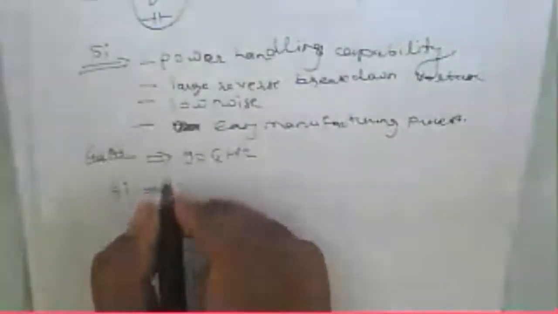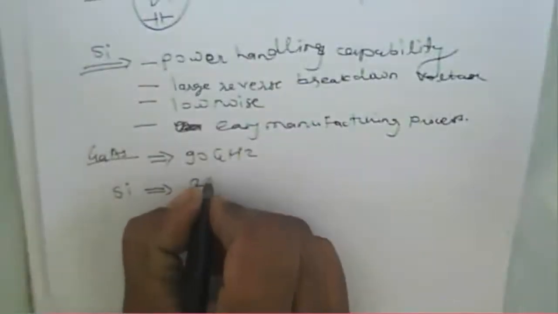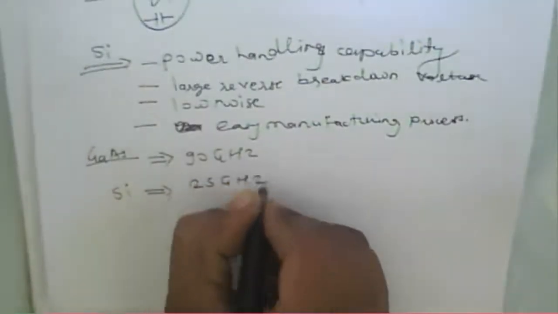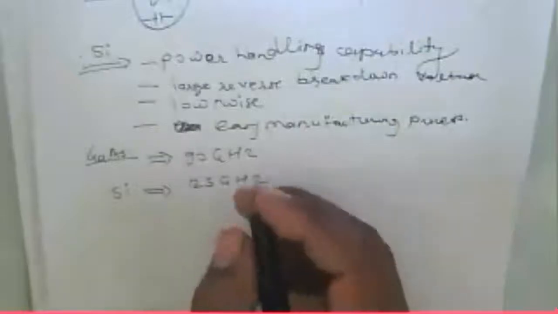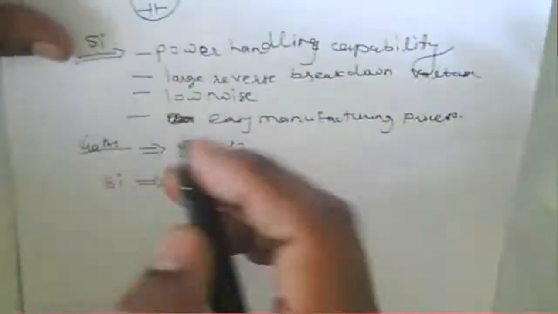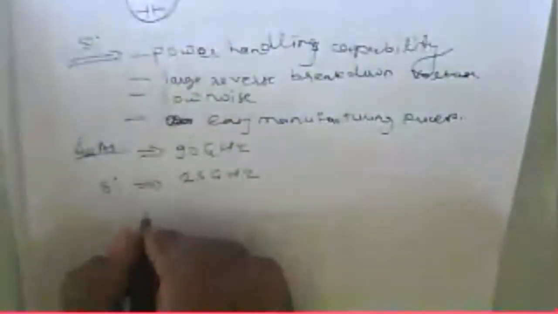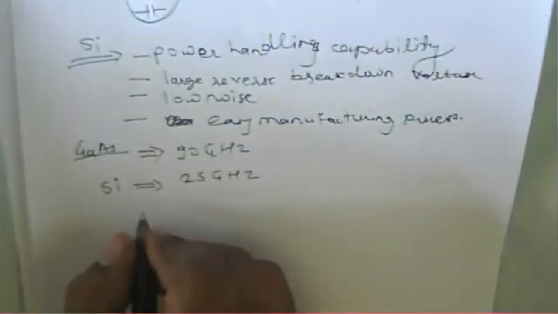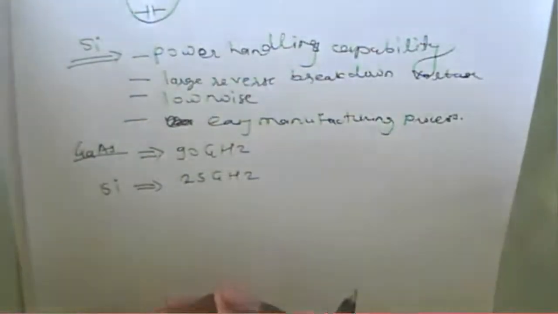If we consider silicon, then it will work up to 90 gigahertz. If you consider a silicon diode, then it will work up to 25 gigahertz. Okay, we just remember that.